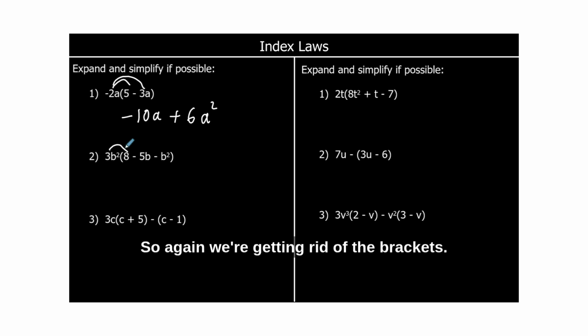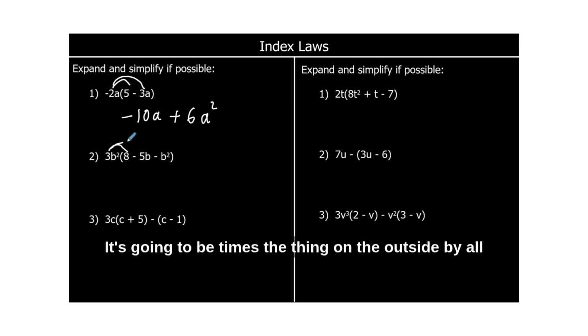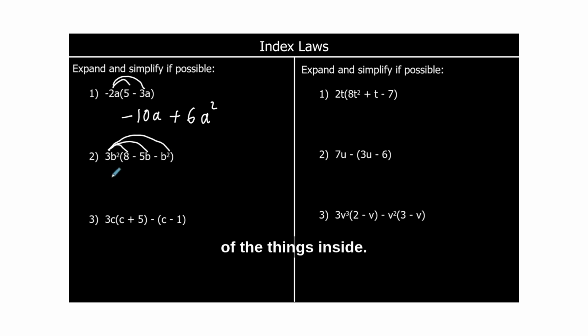Question 2. So again, we're getting rid of the bracket. It's going to be times the thing on the outside by all of the things inside. 3b squared times 8, 3 eights are 24. That's 24b squared. Got a positive times negative. 3 fives are 15. And b squared times b is b cubed. Positive times a negative. 3 ones are 3. b squared times b squared, b to the power of 4.